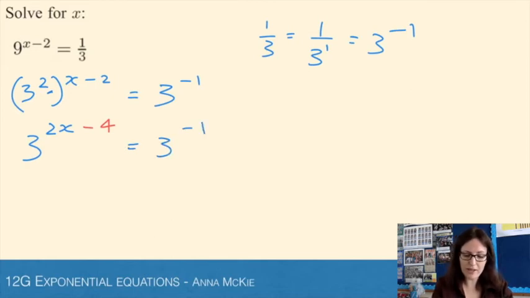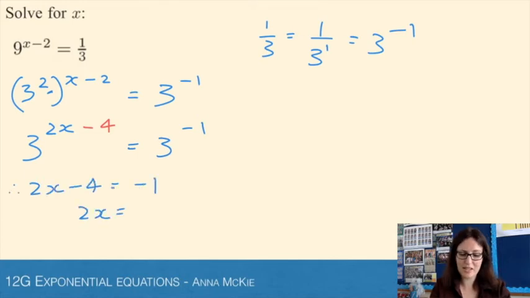Now you can equate the powers, and we have therefore 2x take 4 is equal to negative 1. 2x is equal to 3, and therefore x is equal to 3 on 2.